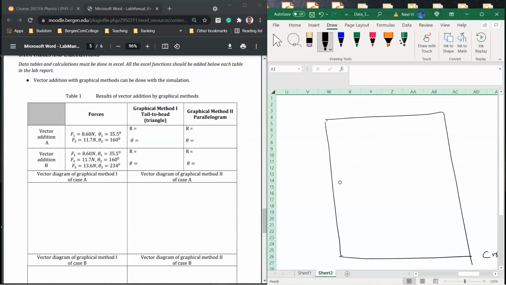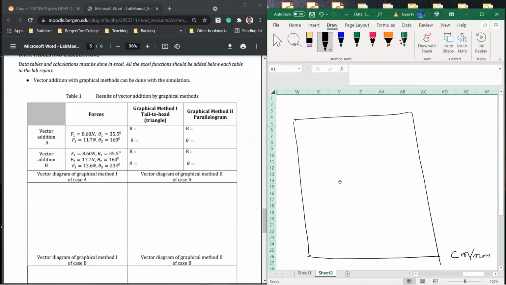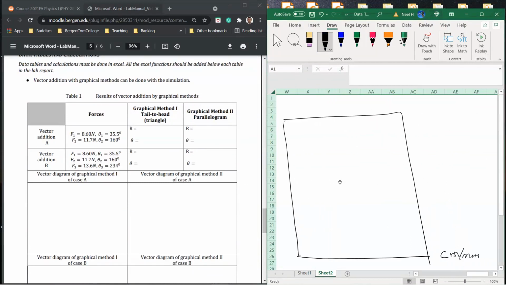Now, if I want to draw these vectors, I can't draw Newtons, so I have to do a unit conversion. I can assume 1.0 Newton is equal to 1.0 centimeter. Each centimeter of line I draw represents 1 Newton, which means if I want to draw an 8.6 Newton vector, I can draw an 8.6 centimeter line. Then with the proper angle measured relative to the positive x-axis, that's going to be the direction of that vector, theta 1.